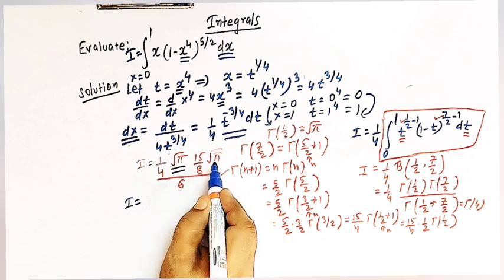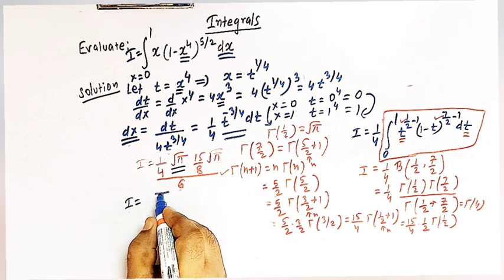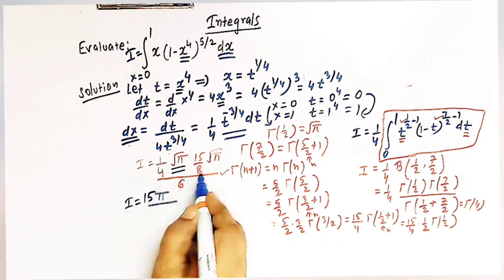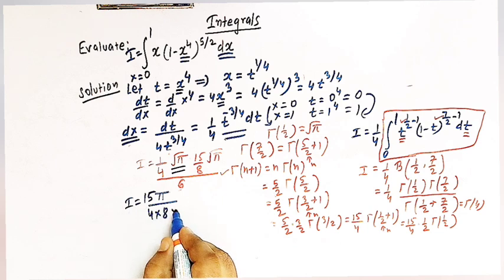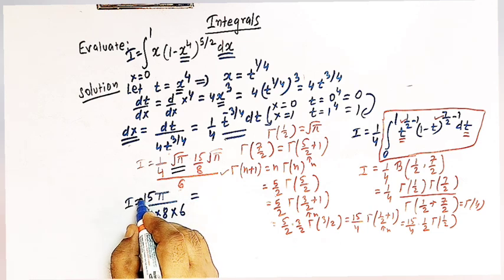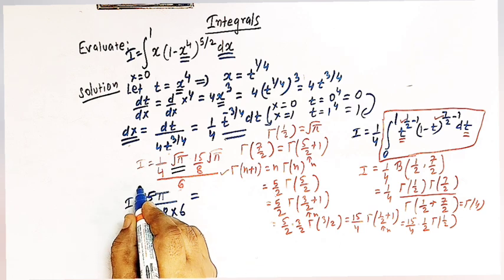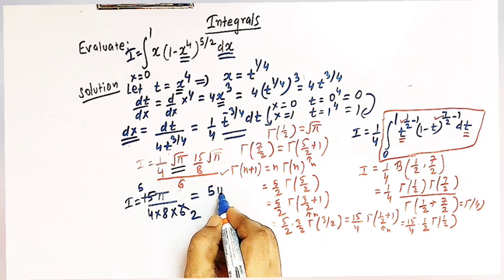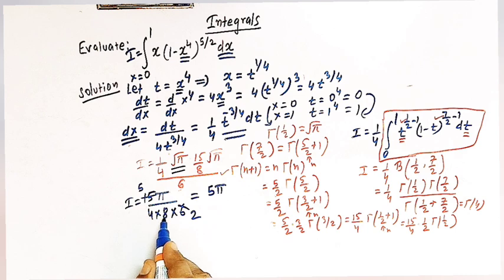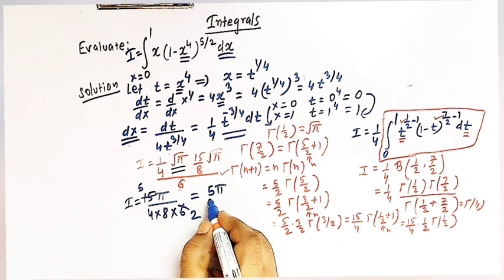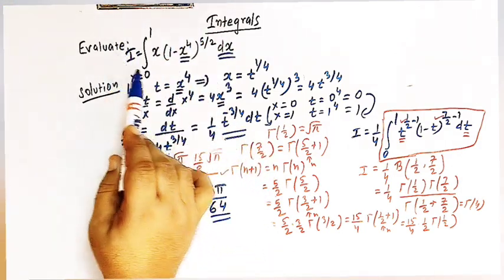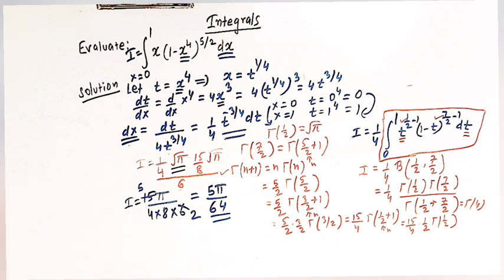So square root of pi times square root of pi is simply pi, and in the numerator we have 15, and here we have 4 times 8 times 6, right? So now we can cancel 15 and 6. So this is 3 times 5, and this is 3 times 2. So we have 5 pi, and here we have 4 times 8 is 32 times 2, that is 64, right? So the value of this integral is equal to 5 pi over 64.